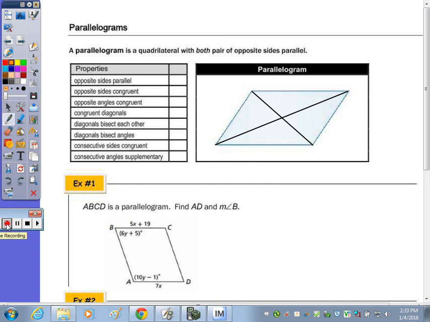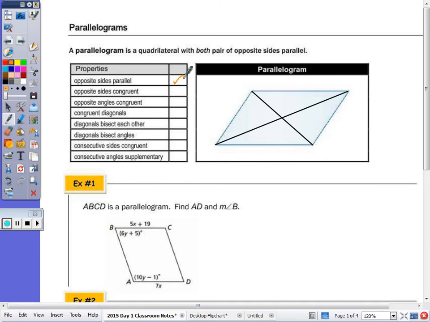So the first quadrilateral you're going to be learning about today is the parallelogram. At the top of the page, it defines a parallelogram to be a quadrilateral with both pair of opposite sides parallel. So the properties are outlined here in a table. So we want to put a check because if the definition of a parallelogram is that they have both pair of opposite sides parallel, it obviously has that property.